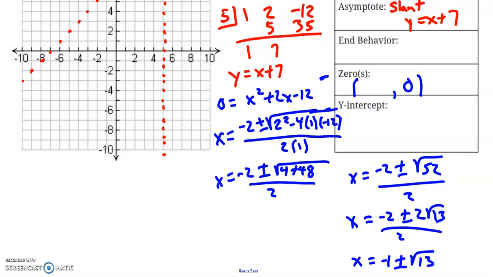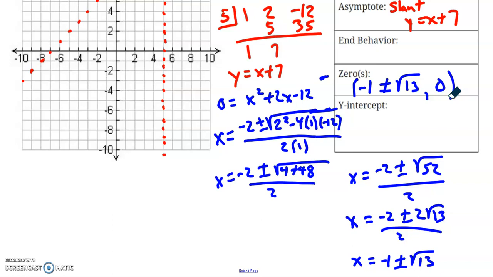Okay, so we're going to go ahead and leave those in that exact form when we write them down. Oops, that's supposed to be erasing. There we go. So -1 plus or minus square root of 13, comma 0. And then we'll graph those in just a moment. I'm going to use our calculator here to aid us with that just a little bit.